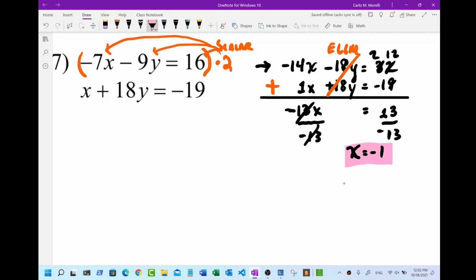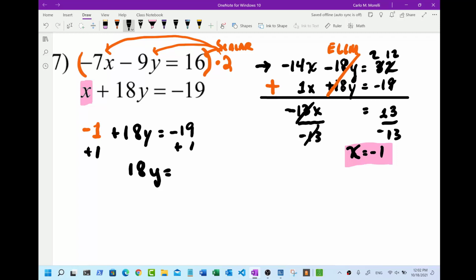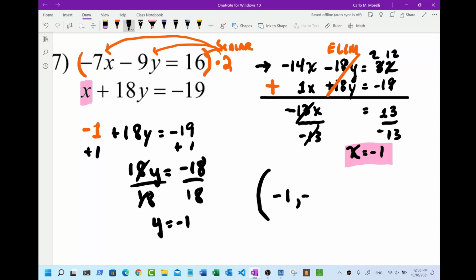So now we already have one of our variables. It's much faster. And look, we can plug it right in there, can't we? Be super easy. So now we have negative 1 plus 18y equals negative 19. Well, how about we add 1 to both sides? And guess what we get? 18y equals negative 18. Divide both sides by 18. y equals negative 1. So the solution is negative 1, comma, negative 1. That's the end of number 7.